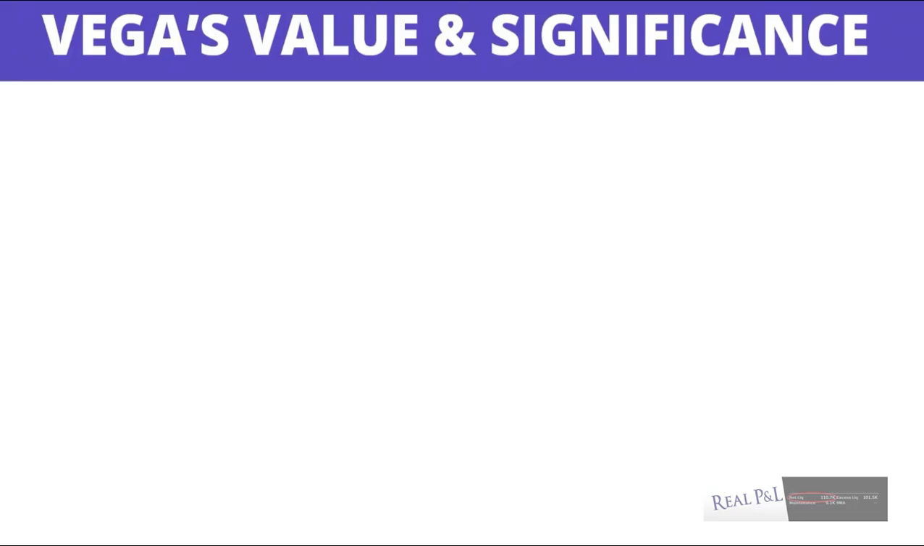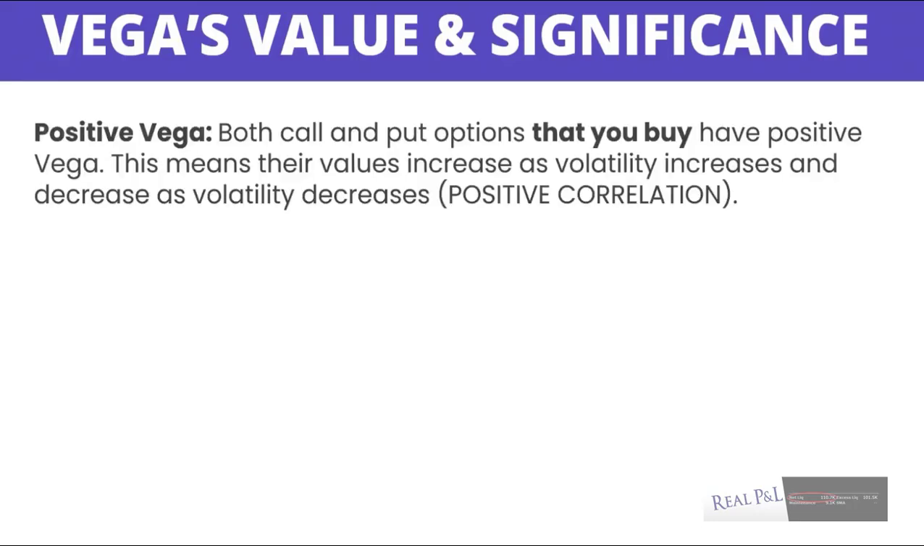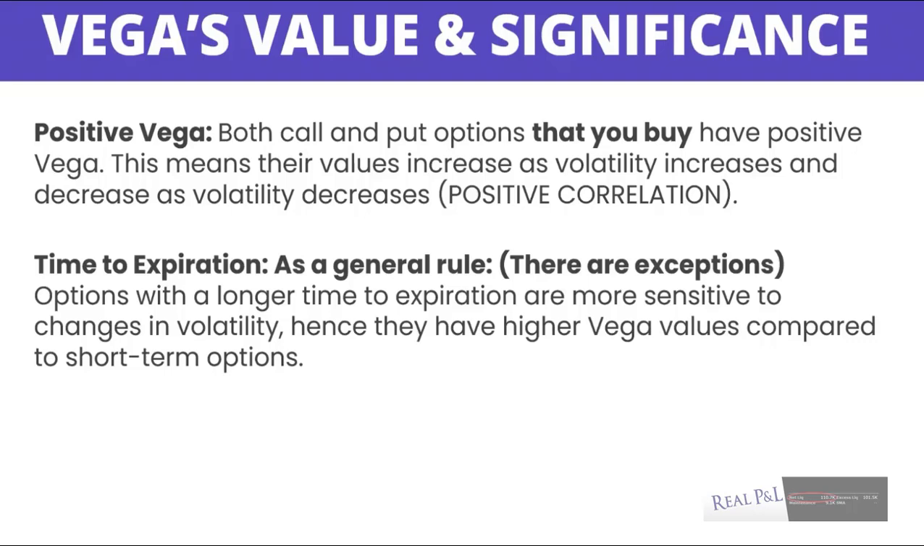Vega's value and significance. Positive Vega: both call and put options that you buy have positive Vega. This means their values increase as volatility increases and decrease as volatility decreases. This is a positive correlation. Now, time to expiration. As a general rule, there are exceptions, options with a longer time to expiration are more sensitive to changes in volatility. Hence, they have higher Vega values compared to short-term options.